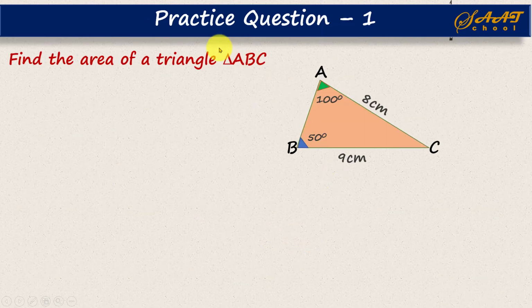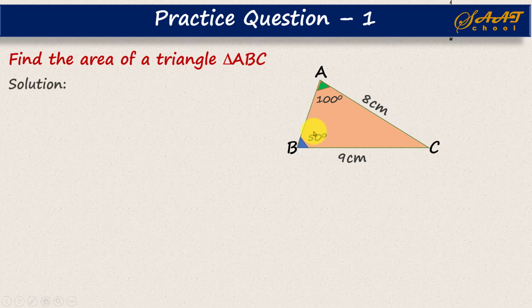Here is practice question 1, we have to find the area of triangle ABC. Now here we have two sides, which are BC and AC. So as we discussed earlier, if these two sides are given, then we have to know this angle, but here this angle is missing. Now we can find this angle with the help of the other two angles.